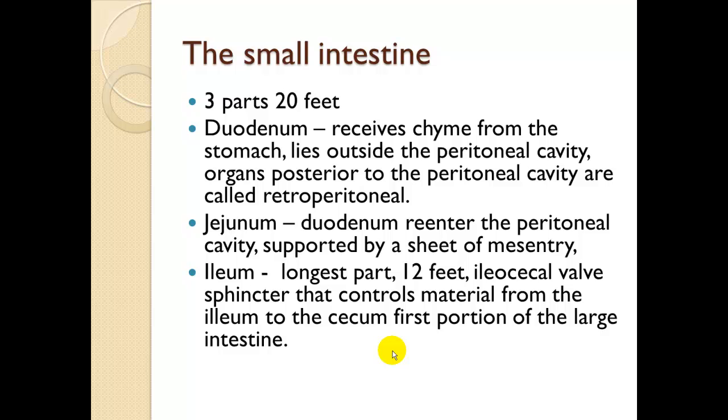The duodenum receives chyme from the stomach and lies outside the peritoneal cavity in the retroperitoneal area. Organs posterior to the peritoneal cavity are called retroperitoneal. Jejunum, where the duodenum re-enters the peritoneal cavity, and this is supported by a sheet of mesentery. And then we have the ileum, which is the longest part, about 12 feet. The ileocecal valve sphincter controls material from the ileum to the cecum, which is the first portion of the large intestine. So the ileocecal valve is what controls the movement of the bolus of food into the actual large intestine.